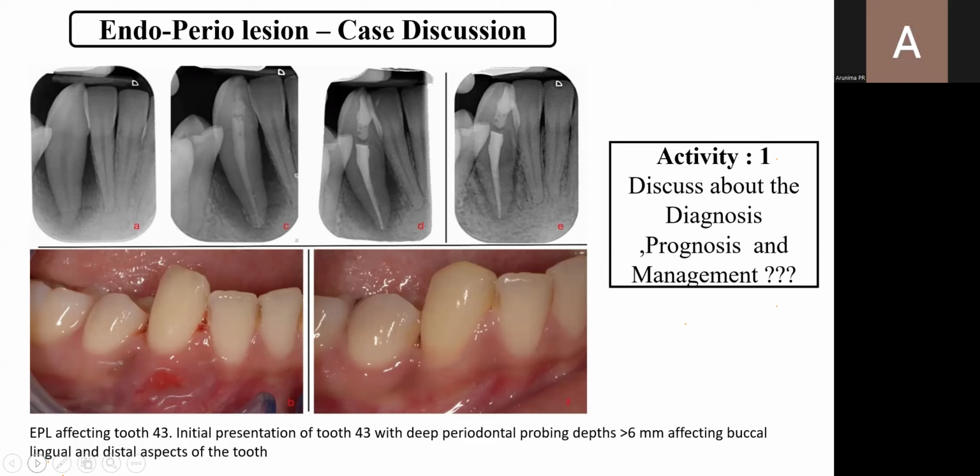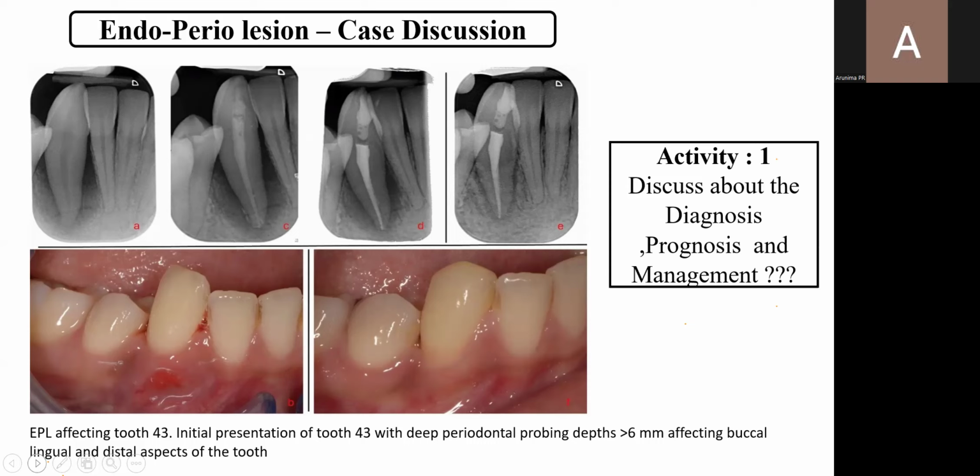This is very clear. It is an endoperio lesion, no doubt. So the prognosis is still questionable or hopeless. Still, it is questionable, or you put it as a fair prognosis where it is treated well. Again, flap surgery needs to be done. Endodontic management, you can see that after endodontic management itself, the healing is incomplete, the periapical lucency still persists.